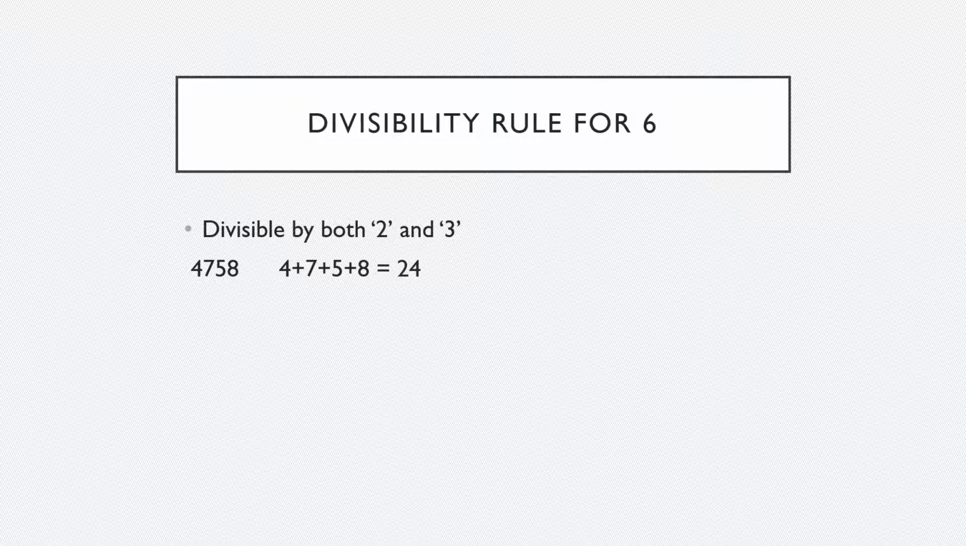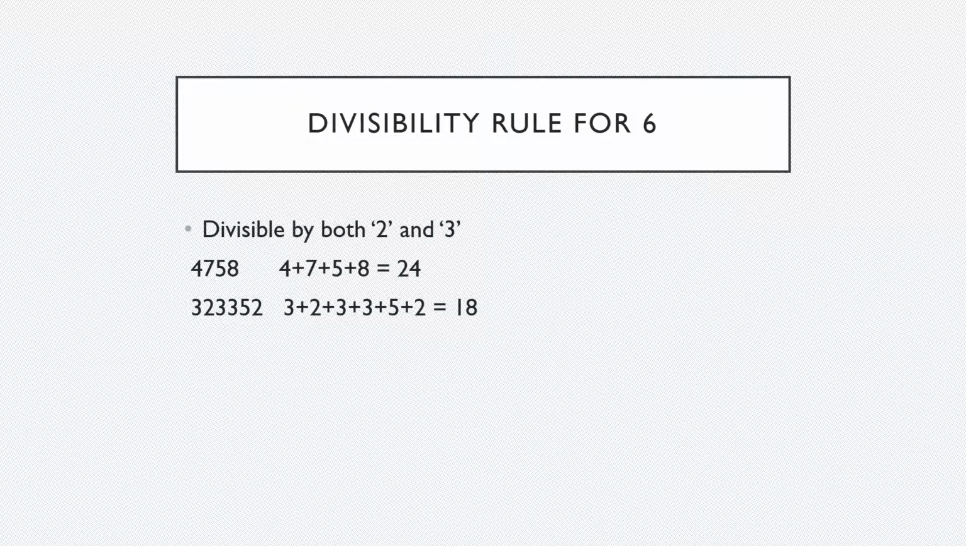So first example, 4758. So for the test for 2, it ends in an even number. So 4758 is even. And next, the test for 3. You sum the digits that make up the number. And we have 4 plus 7 plus 5 plus 8. And that gives us 24. 24 is one of the simple multiples of 3. So it means the number 4758 is divisible by 6.